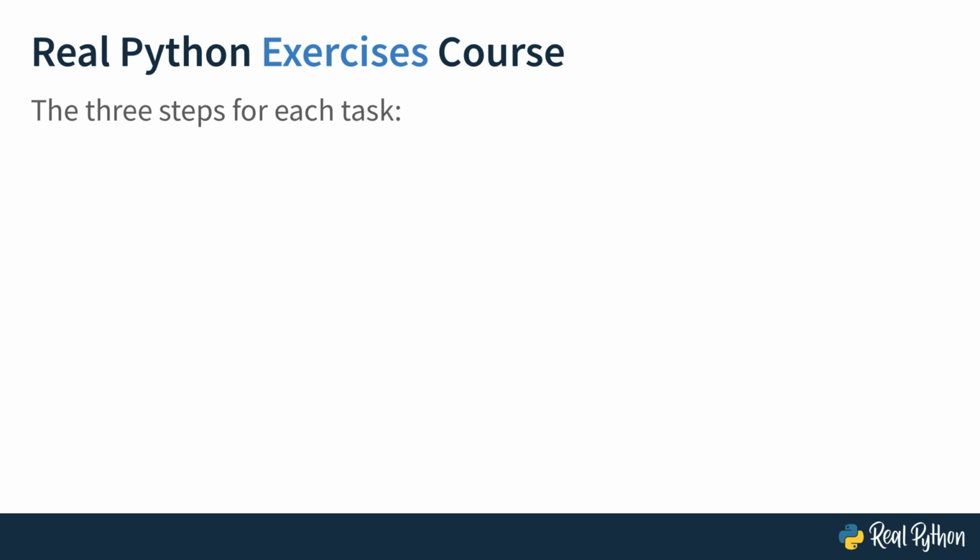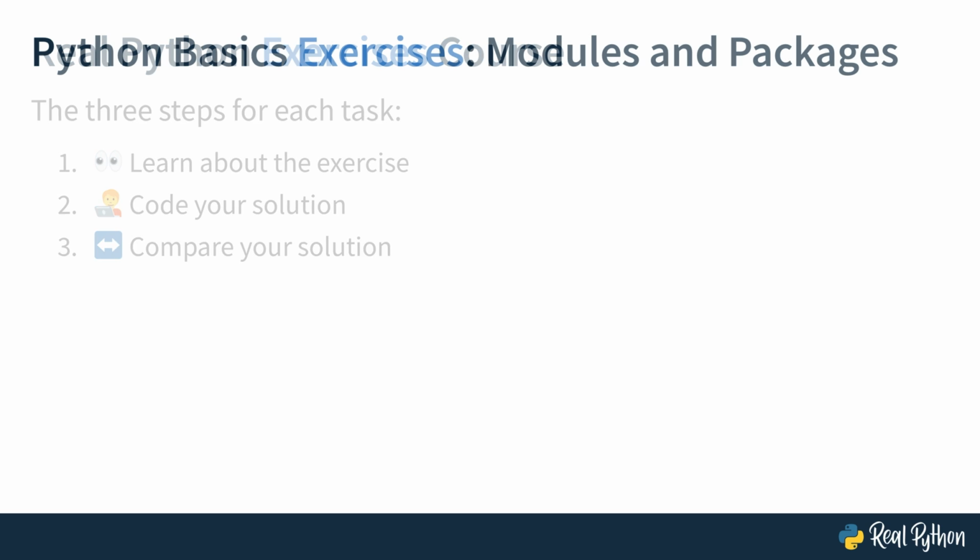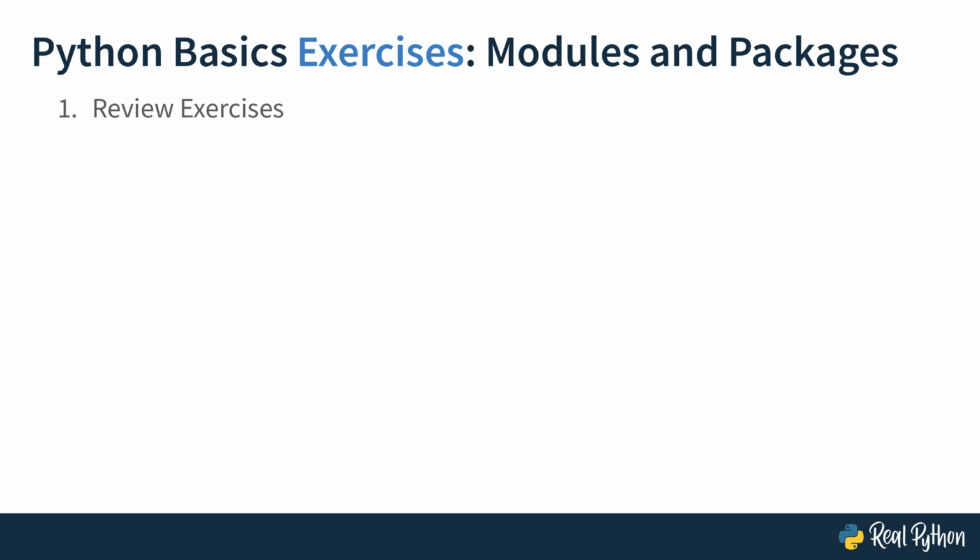You'll go through three steps for each task. You'll learn about the exercise, code your own solution, and then you'll compare your solution with mine. When I walk you through a task, I'll explain what I do and also why I do it like that. That will give you a chance to compare not just our final solution, but also how we got there. And this is how the course is structured. You'll start with solving some review exercises in the first section and then slowly build up towards a proper challenge.